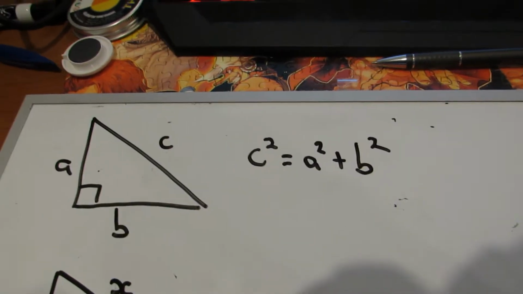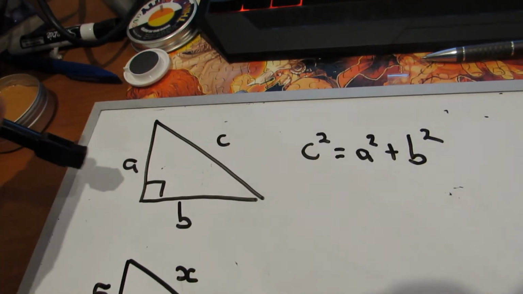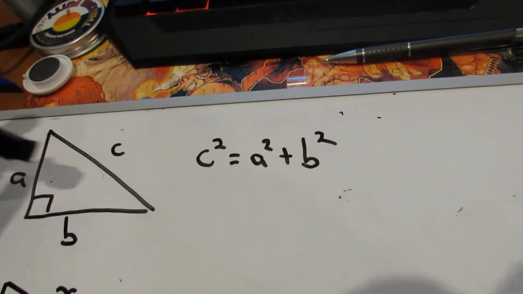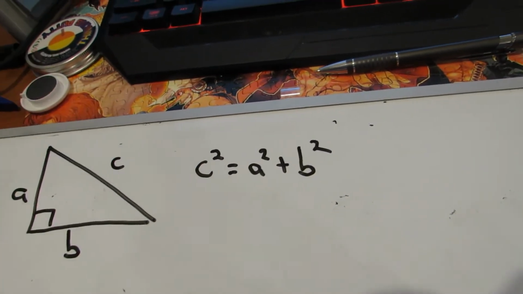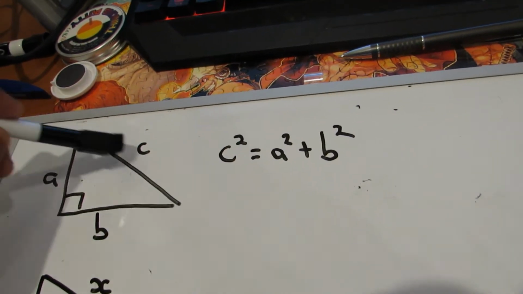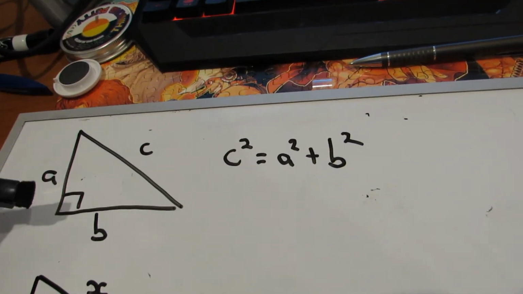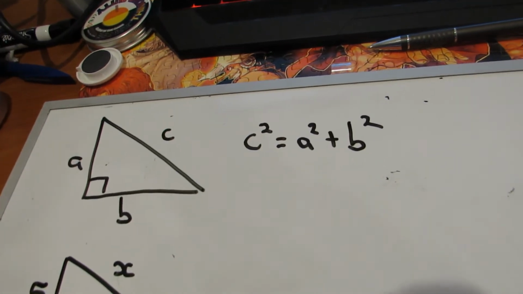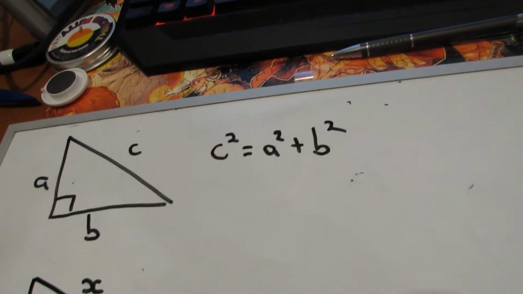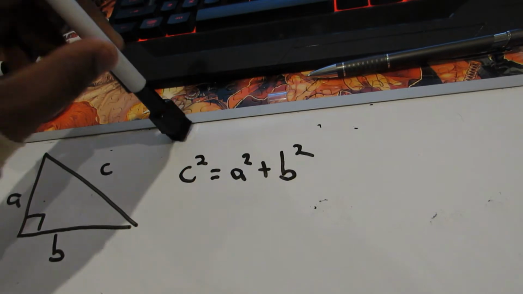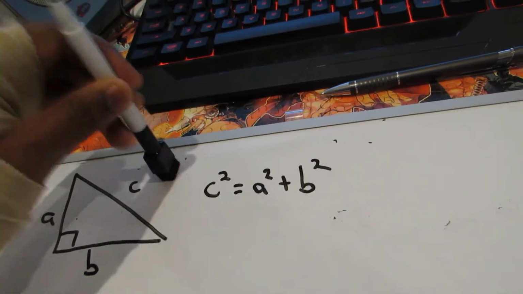So this is the formula. This is a basic triangle with the letters around it, and this is the formula that the Pythagoras theorem is under. So it's C squared, which is the hypotenuse, equals A squared plus B squared. Very simple, very easy, but it can be tricky at times. So before you start, I always want you guys to copy this down and memorize this formula.